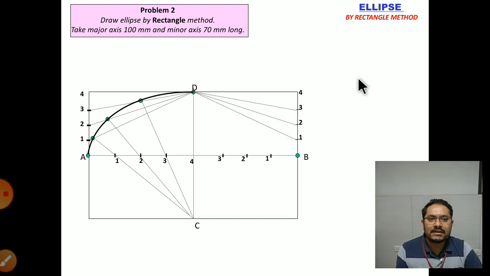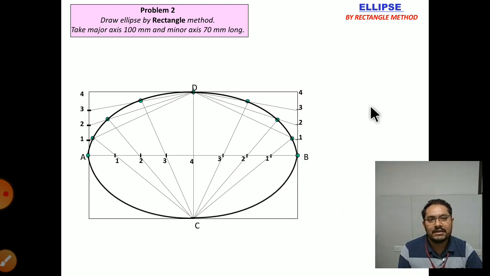Now, this process will be repeated on the right side. We can construct the second quarter of the ellipse on the right side of this portion. Okay, so let us join it. If you want to draw the remaining part of the ellipse, just reverse it and the entire process will be the same and you can get the ellipse. So this is the rectangle method to draw an ellipse.